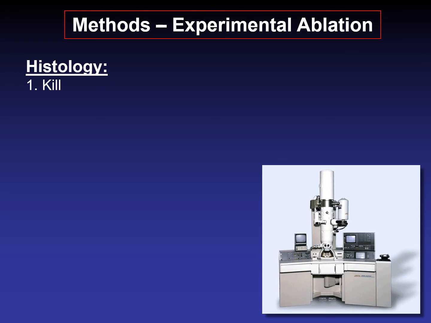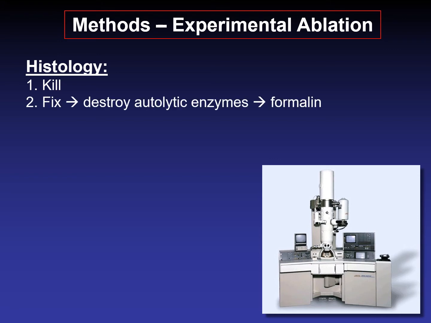Consequently, after you've completed your experiment and tested the animal in, say, a memory experiment, then you're going to perform histology. This involves killing or sacrificing the animal. Then you're going to fix the brain in formalin. So formalin is going to destroy all the autolytic enzymes and keep the brain tissue from deteriorating.